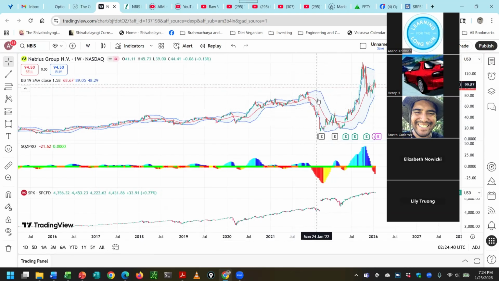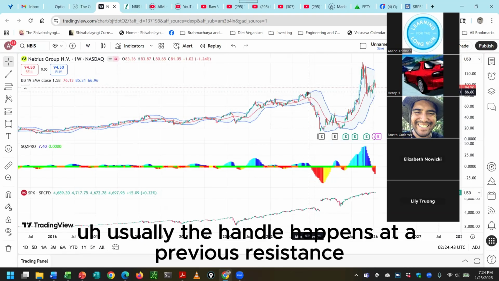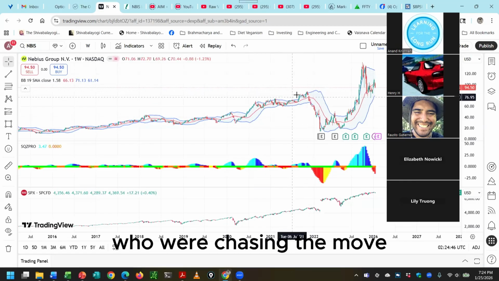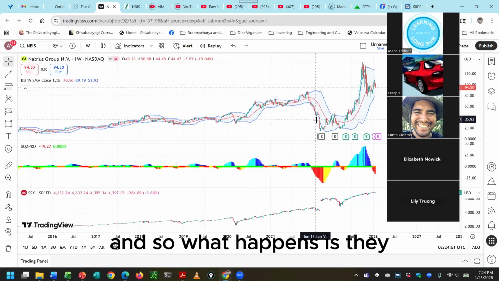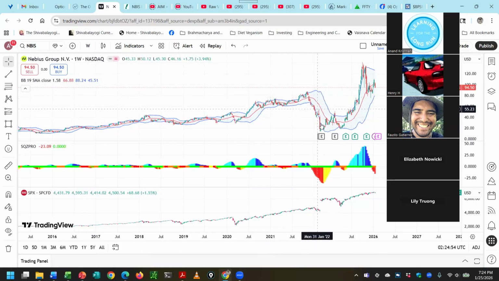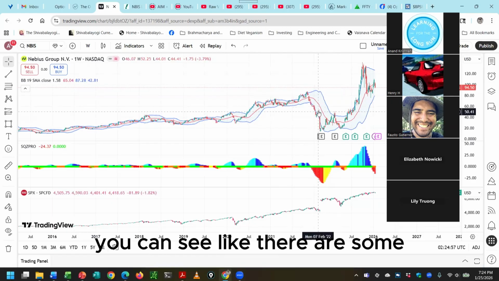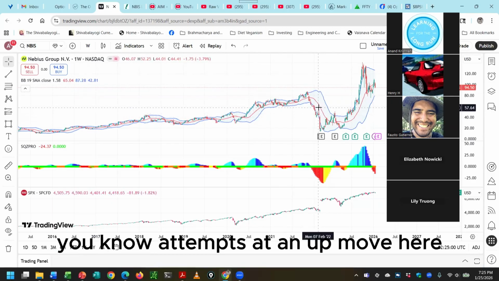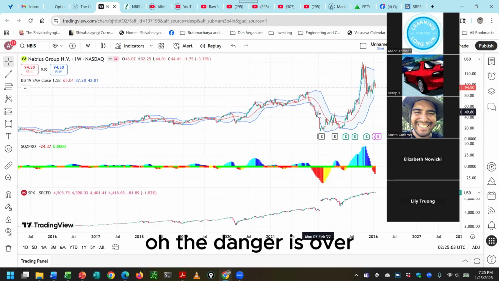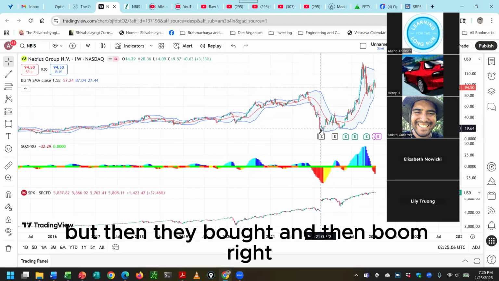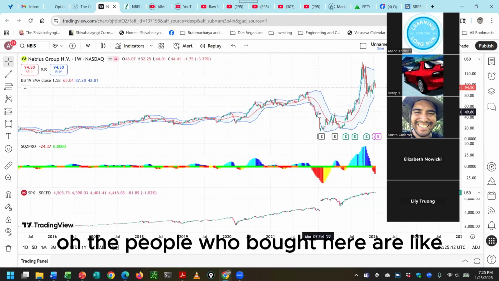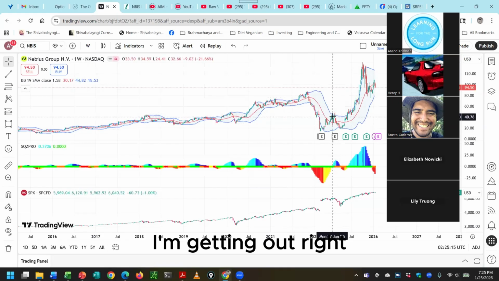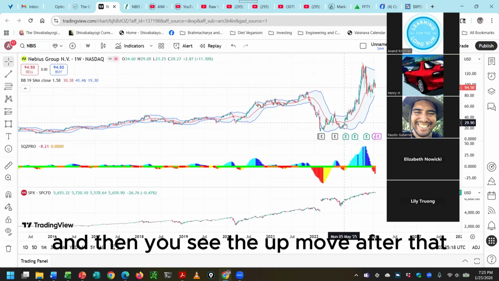So usually the handle happens at a previous resistance, because a lot of people who were chasing the move maybe bought up here. And some people try to buy the dip. You can see there are some attempts at an up move here, so people might have thought the danger is over, but then they bought and then boom, lost the money. So when it came back up, the people who bought here said, I've recovered my money, I'm getting out. And then you see the up move after that.